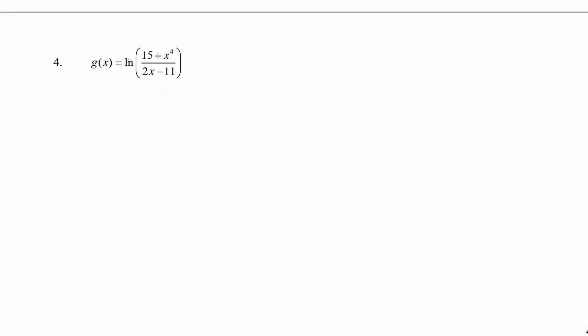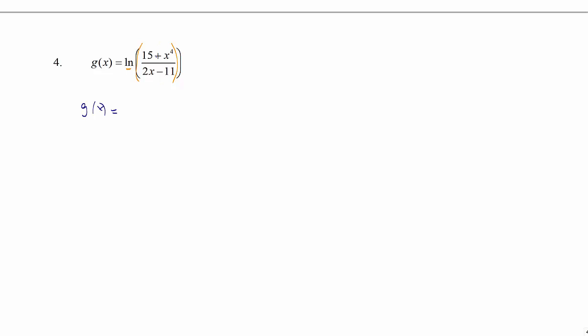Okay, so for number 4, I have the natural log of this big fraction. So when you look at this, you may see the fraction first and think quotient rule, but the main function, or the outer function, the primary function, is natural log. So I'm taking the natural log of stuff. So this is going to be my general natural log rule. But before I get to that, same thing we did earlier, I'm going to say, well, let me use algebra first to rewrite this.